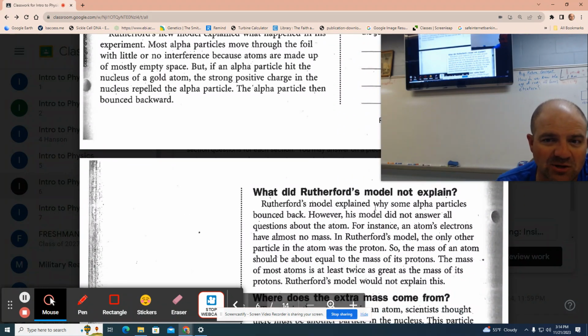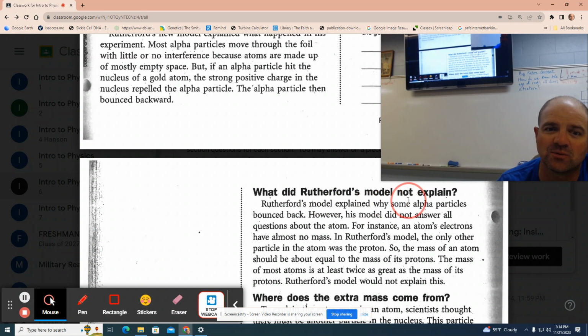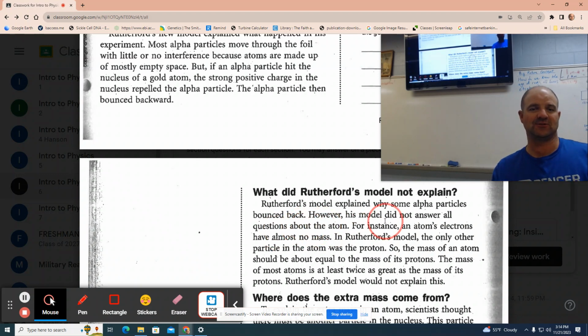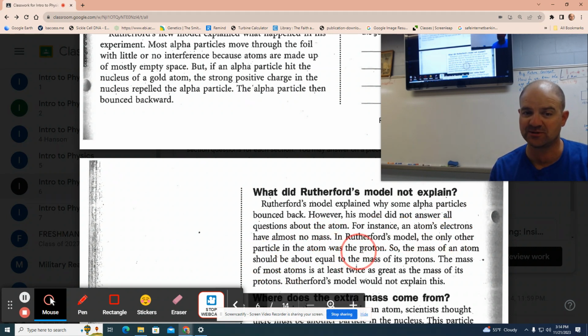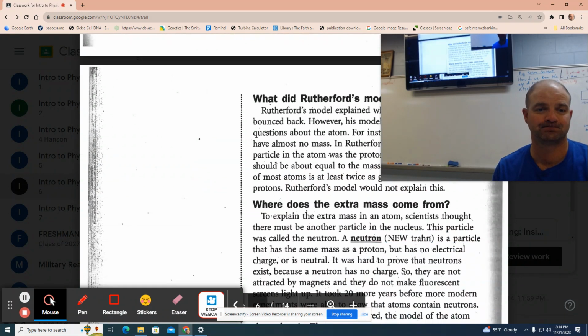What did Rutherford's model not explain? Rutherford's model explained why some alpha particles bounced back. However, his model did not answer all the questions about the atom. For instance, an atom's electrons have almost no mass. In Rutherford's model, the only other particle in the atom was the proton. So the mass of an atom should be about equal to the mass of its protons. But the mass of most atoms is at least twice as great as the mass of its protons. So Rutherford's model didn't explain that.